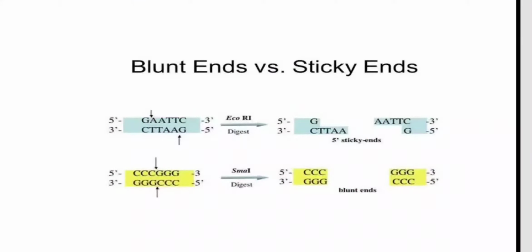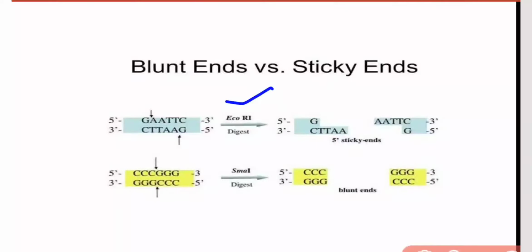Again, this diagram is depicting blunt ends versus sticky ends. Here the enzyme EcoRI is digesting the sequence GAATTC and producing sticky ends, whereas the SmaI restriction enzyme is producing blunt ends. It is acting on the sequence CCCGGG and giving a cut between C and G, resulting in the production of blunt ends.